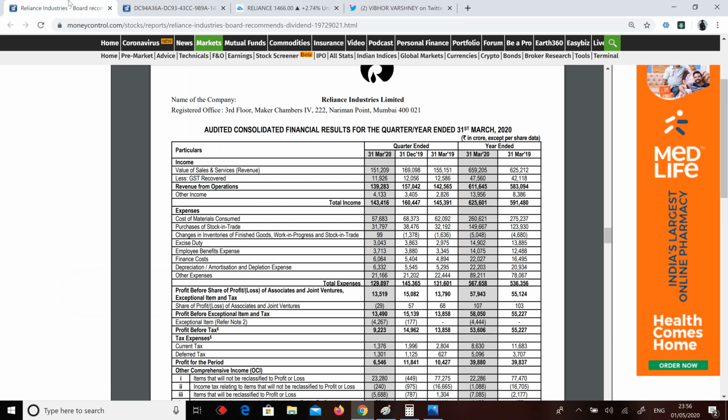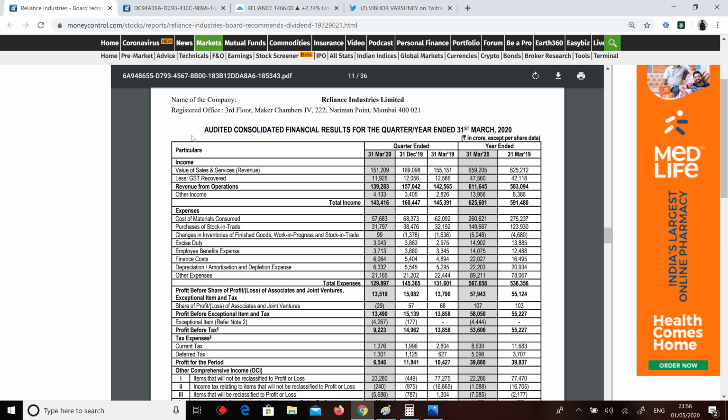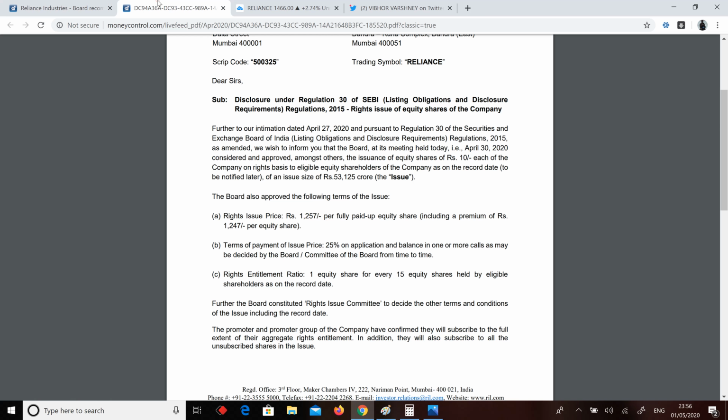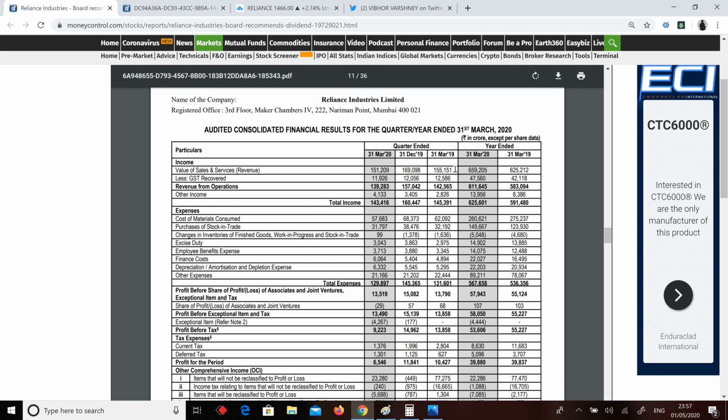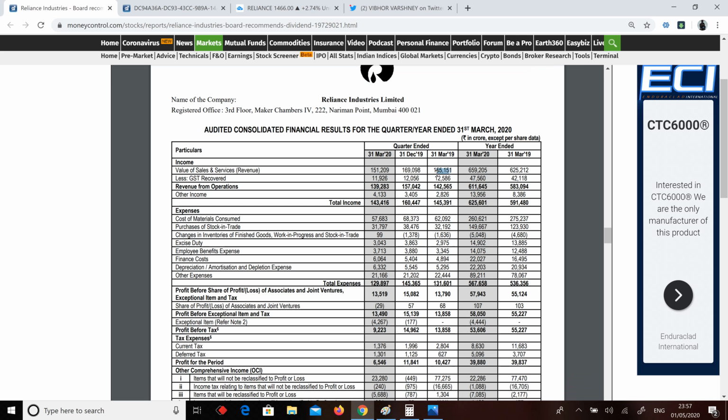Today we are going to check out the results of Reliance Industries. Next, the rights issue. The question is, should I apply for the rights issue or not? Let's start with the Reliance Industries results. Reliance faced lower revenue and sales because of March COVID-19. The top line has fallen on a year basis as well as on a quarter basis.